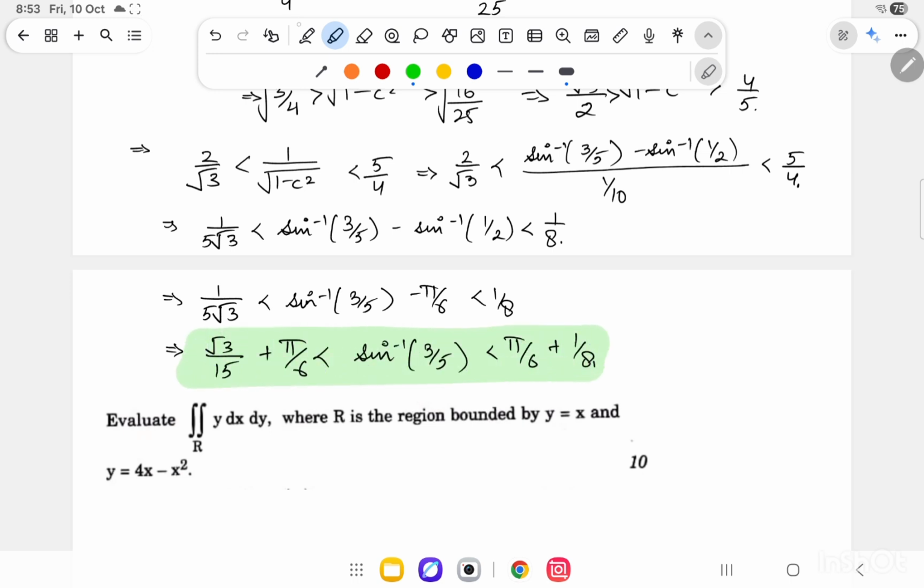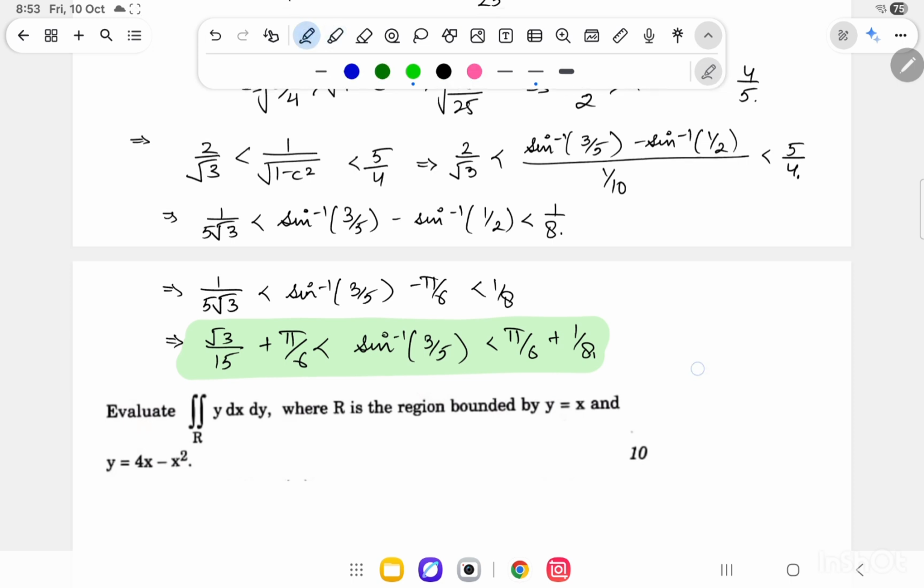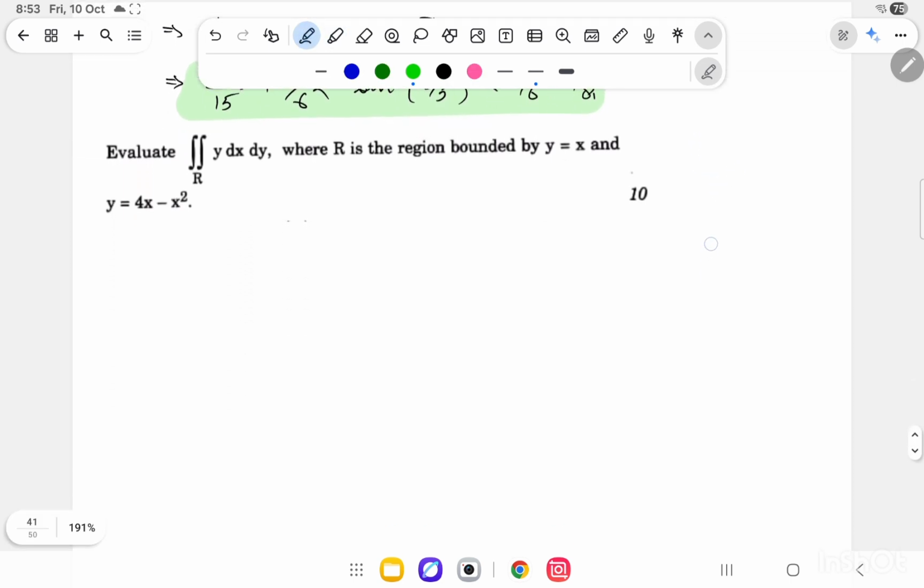So now let's move on to the next question. The next question says to evaluate this double integration where R is the region bounded by y equals x and y equals 4x minus x square. So the first is a line at 45 degrees and the second is the equation of a parabola.